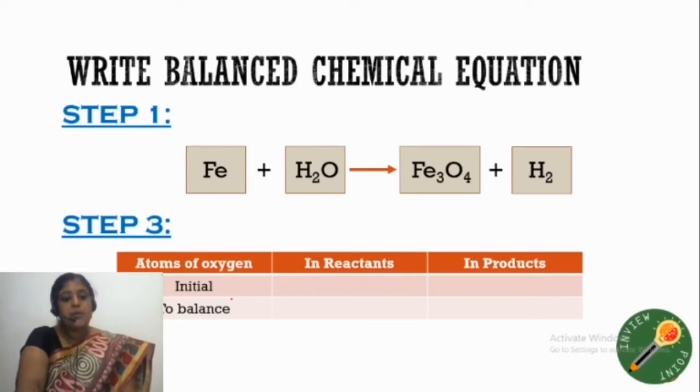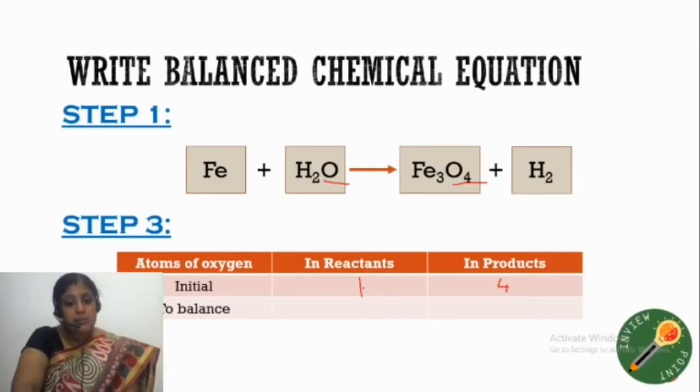Find the number of oxygen atoms in the reactant side. See, it is H2O, right? So the number of oxygen atoms in the reactant side is 1. And the number of oxygen atoms in the product side is O4, so 4. The number of oxygen atoms in the reactant side and product side are different, so we have to make it equal. How do you make it equal? Multiply this 1 with 4.